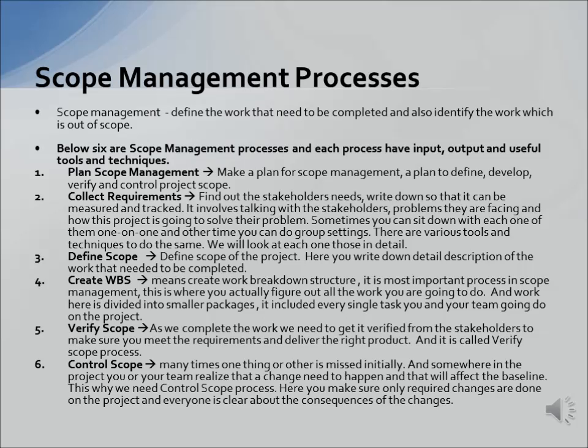As you already know, scope management is to define the work that needs to be completed on the project, and it also identifies the work which is out of scope. There are 6 scope management processes. Each one of the processes has inputs, outputs, and useful tools and techniques. These 6 processes are plan scope management, collect requirements, define scope, create WBS, verify scope, and control scope.